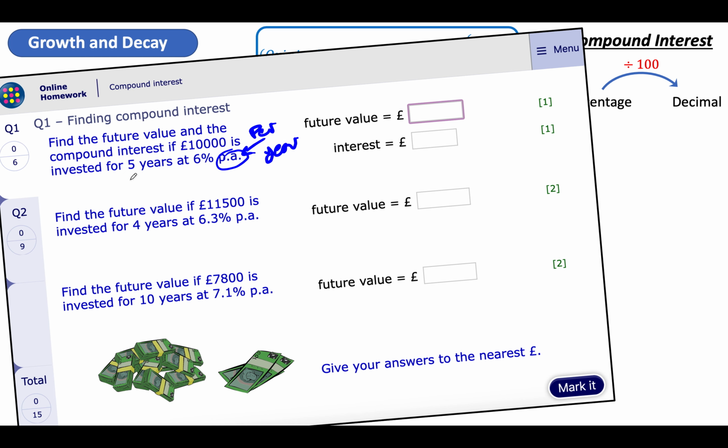So 6% per year for 5 years, so 5 repetitions, all right? Be careful with this question here, because not only does it want to know the future value, basically how much you've got after 5 years, it wants to know how much interest you've got. So how much has it increased since your original amount of £10,000?